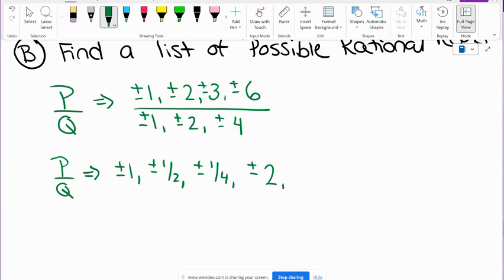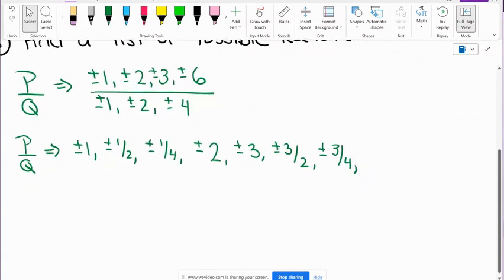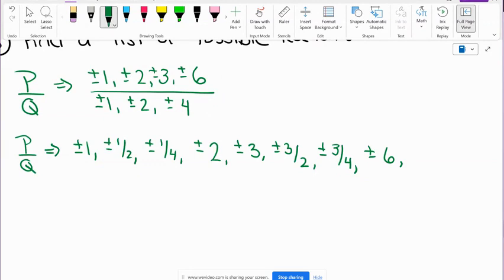So where am I going over to next? 3. So we're going to do plus minus 3, plus minus 3 halves, plus minus 3/4. And now we go over to the 6. We're going to have plus minus 6. Isn't 6 over 2 3? We already have that. 6 over 4 is 3 halves. We already have that. So this is my complete list of P over Q.